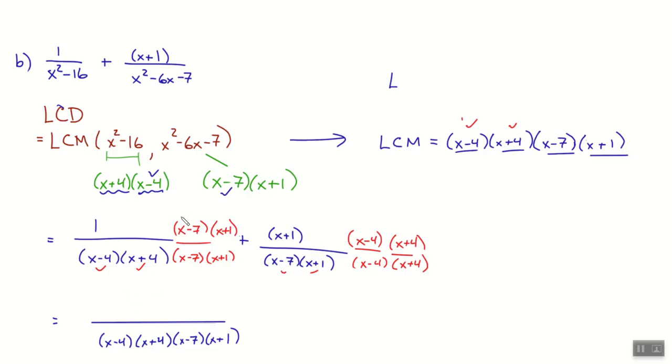I'm going to give you guys a minute. I want you to do 1 times x minus 7 times x plus 1. You are going to multiply this. Like when we multiply fractions just straight through, I want you to multiply 1 times x minus 7 times x plus 1. You're going to do a little bit of distribution or FOIL. We're just going to multiply right through.